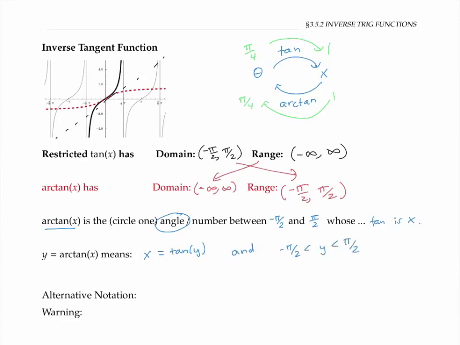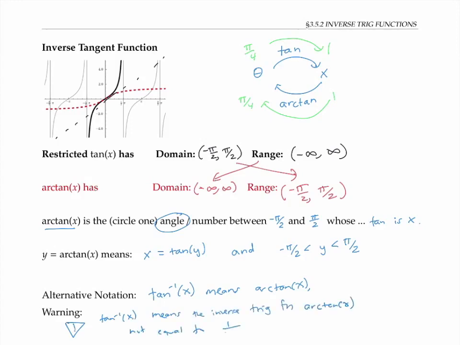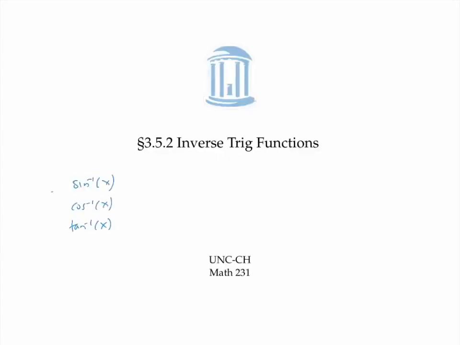The inverse tan function can also be written as tan to the minus 1 of x. And once again, tan inverse of x means the inverse trig function, arctan of x, and it's not equal to 1 over tan of x, which is called cotangent of x. And that's all for this video on the three basic inverse trig functions: sine inverse x, also known as arcsine of x, cosine inverse x, also known as arccosine x, and tan inverse x, also known as arctan x.